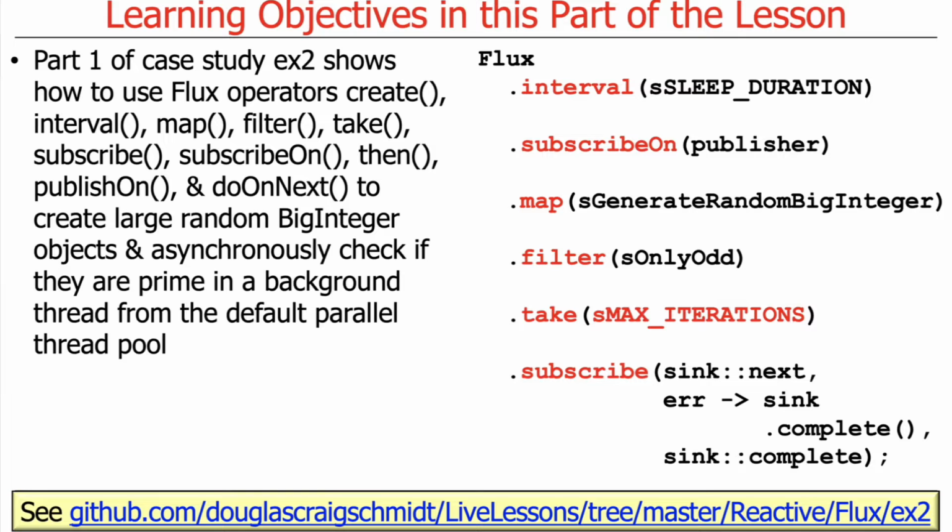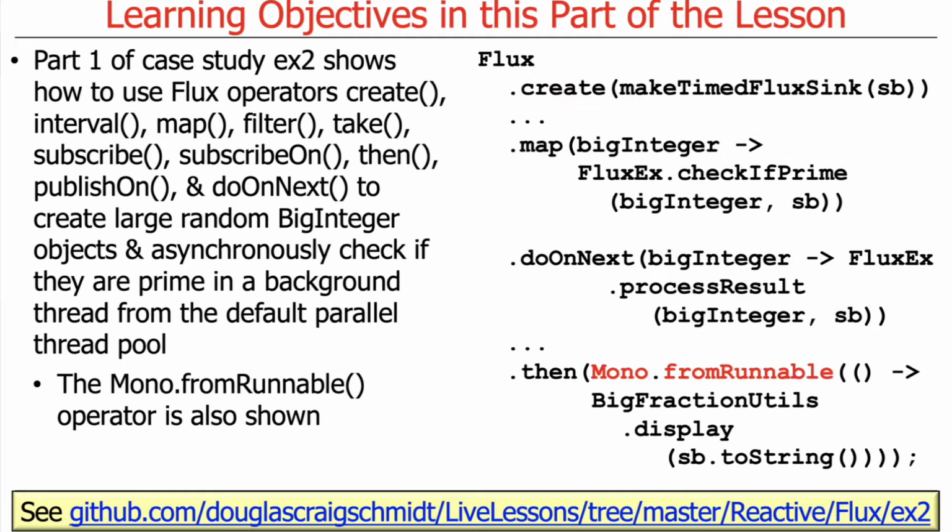We're going to do this in the context of an example that will create large random big integer objects and then asynchronously check to see if they're prime using a background thread from the default parallel thread pool. So this is a really cool example that will demonstrate lots of features that we've talked about thus far, also demonstrating asynchrony in the context of Project Reactor.